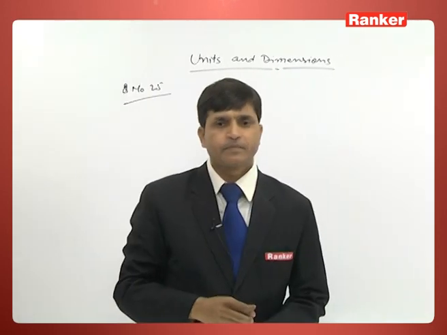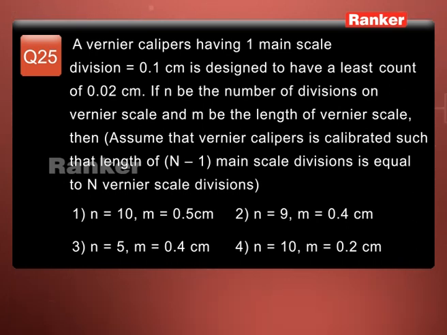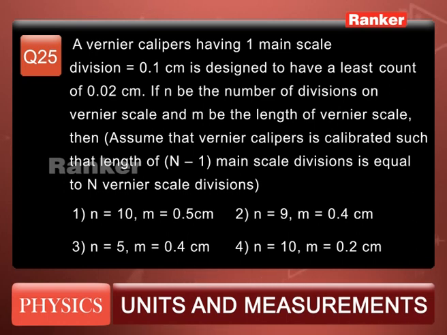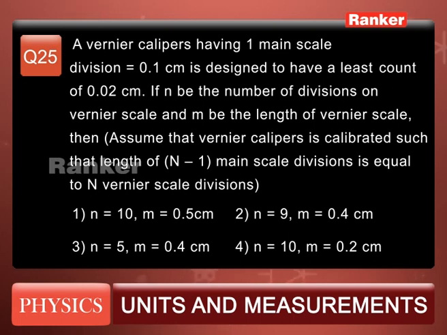Question number 25. Vernier calipers having one main scale division equal to 0.1 centimeter is designed to have a least count of 0.02 centimeter. If n be the number of divisions on the vernier scale and m be the length of the vernier scale, then assume that the vernier calipers is calibrated such that the length of n minus 1 main scale divisions is equal to n vernier scale divisions. So, we have to find the value of n and m.